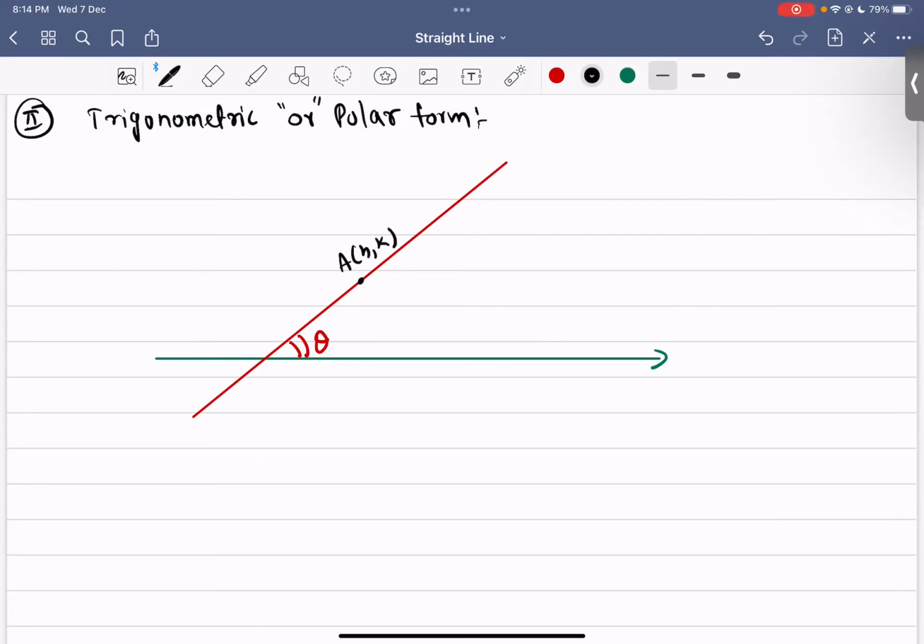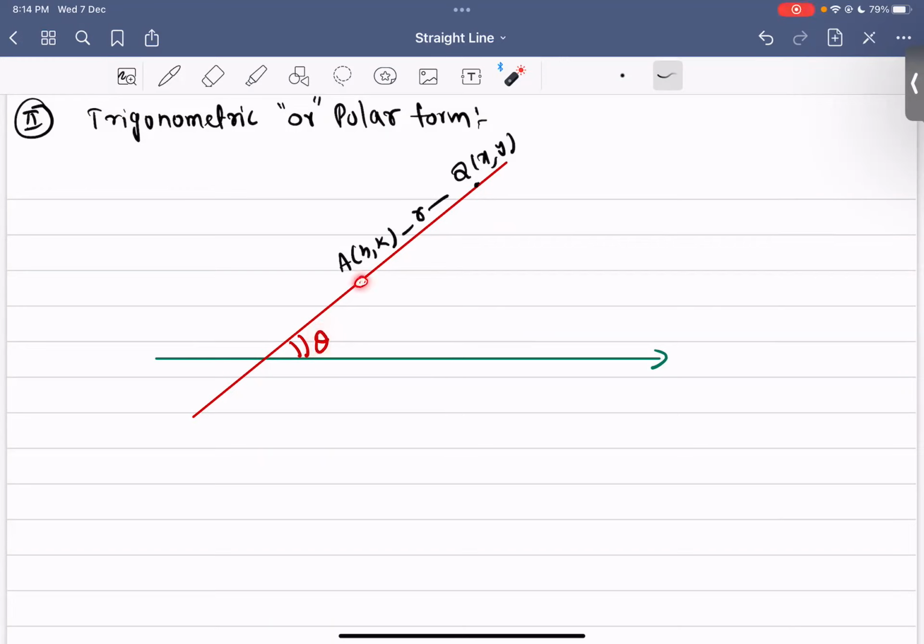And Q(x, y) is a variable point. Now the distance between the fixed point and the variable point is some small r, and this is the angle made by the line with the positive direction of the x-axis. So for a given straight line, theta is fixed. Theta is a constant for a given straight line. For one line, one theta will be there, only slope. That's why theta is fixed here.